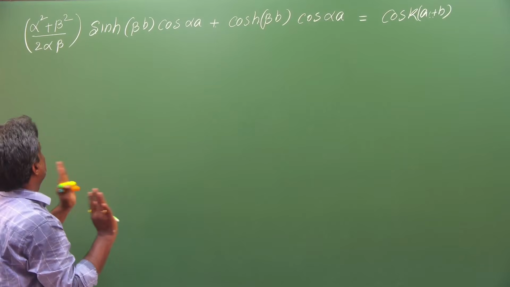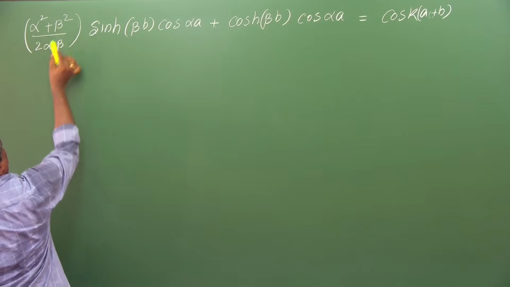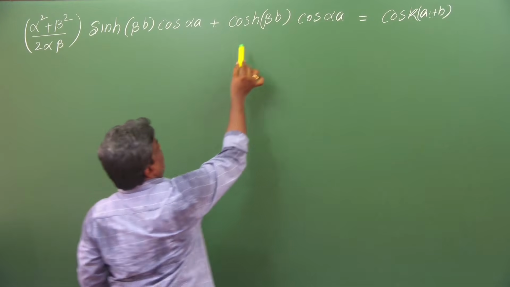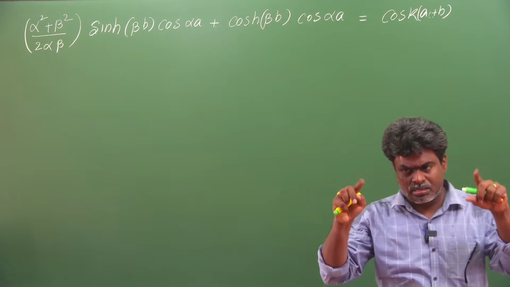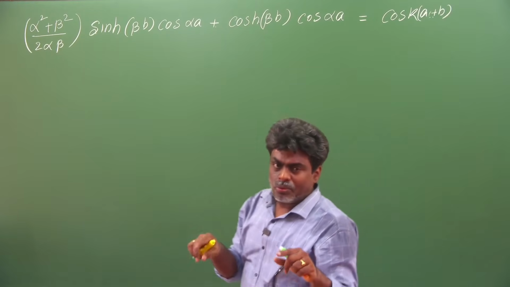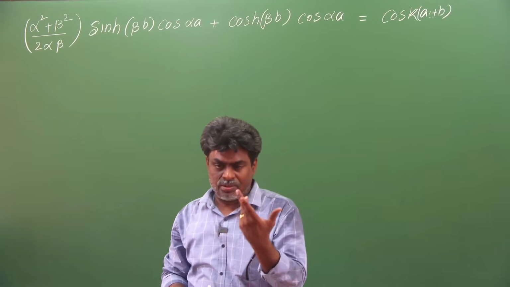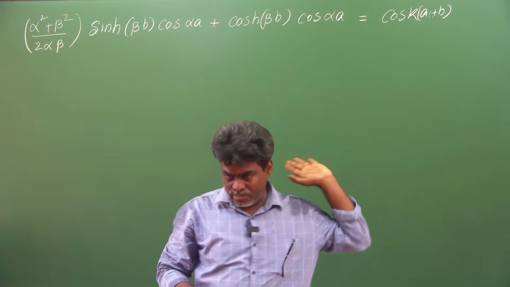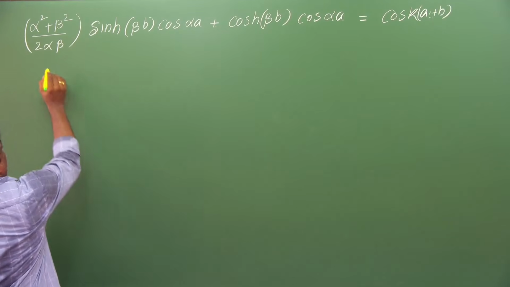Everyone please stop and see the board. Once again: alpha square plus beta square by 2 alpha beta, sinh beta b, cos alpha a, plus cosh beta b, cos alpha a, equal to cos ka. Otherwise there are websites which will give you the determinant of any matrix, eigenvalues, eigenvectors. Just open that, enter these values and check the determinant if you are interested. But whatever the book has given, I have taken.